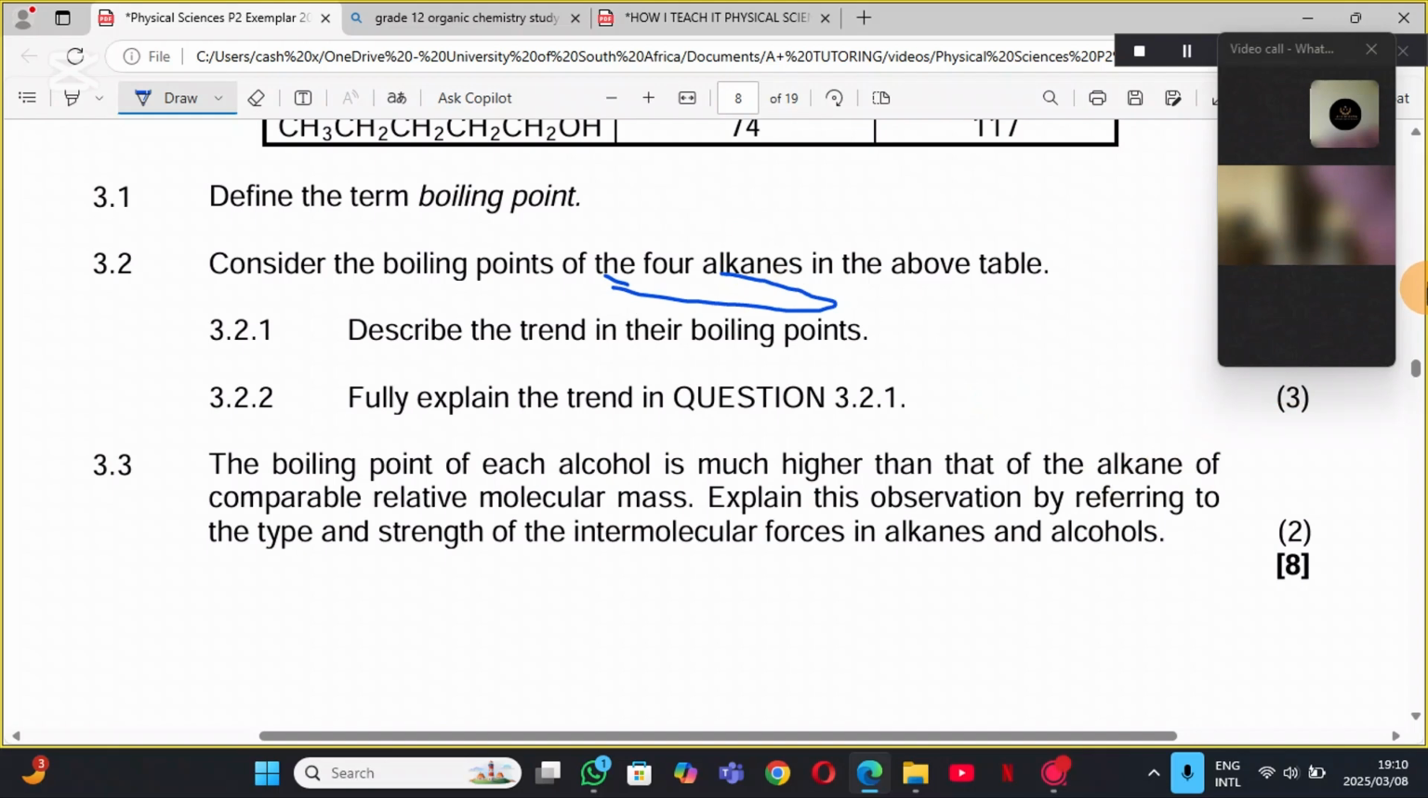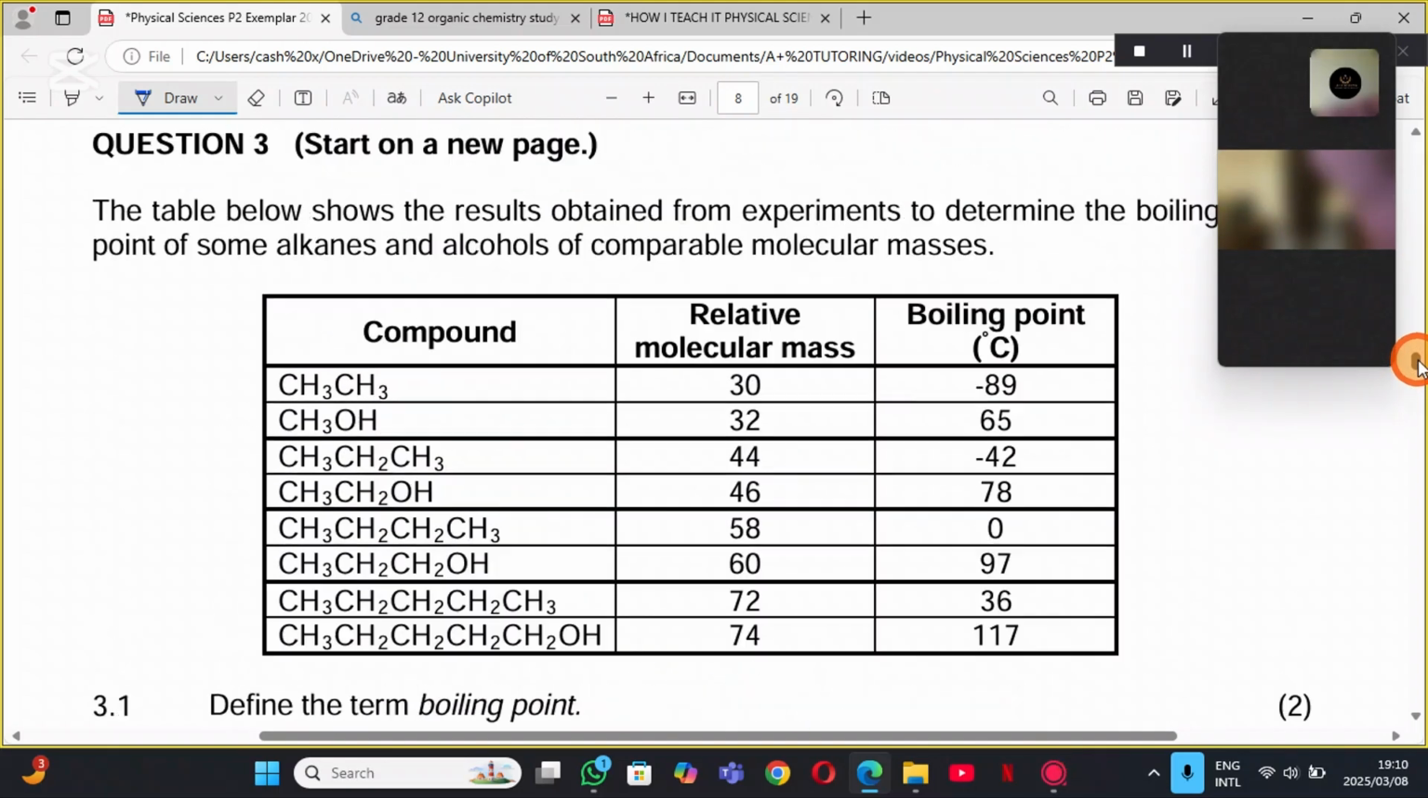So now we go back and check which ones are alkanes. They tell us that this was alkanes being compared with alcohols, right? Meaning we know that this one is an alkane, this one is an alkane, and this one is an alcohol. Okay, so now let's see. This was 30, while this was minus 89. And then we went to 44, this became minus 42. So this one is increasing, that one is also increasing, right?